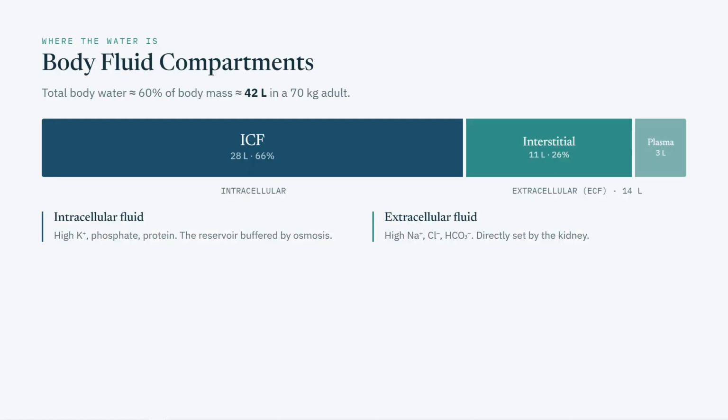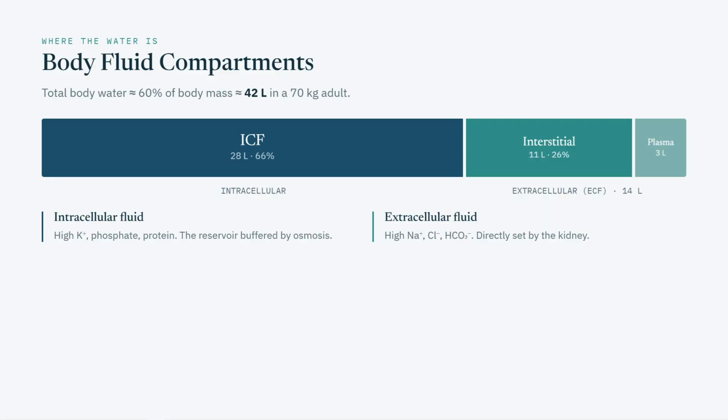Let's pull back from the kidney to the fluid it's regulating. About 60% of your body mass is water, roughly 42 liters in a 70-kilo adult. 2/3 of that sits inside your cells, the intracellular fluid, about 28 liters. The remaining third is extracellular, about 14 liters, and it splits again. Most of it is interstitial fluid bathing the cells, around 11 liters. And a smaller piece is the blood plasma, about 3 liters.